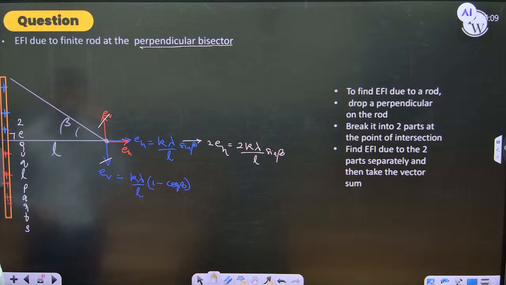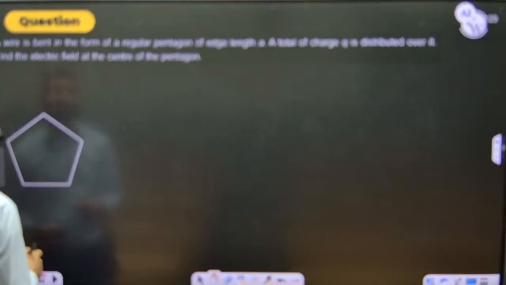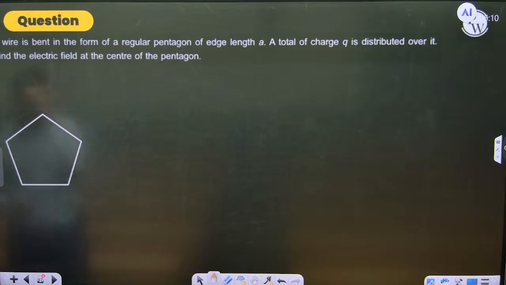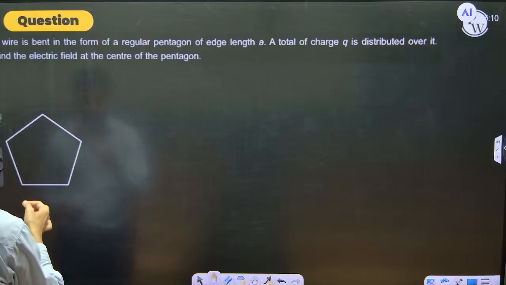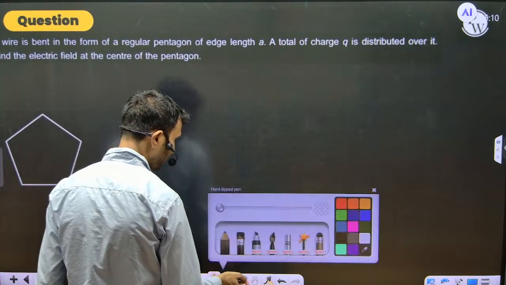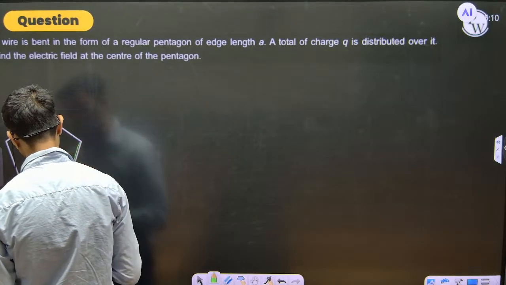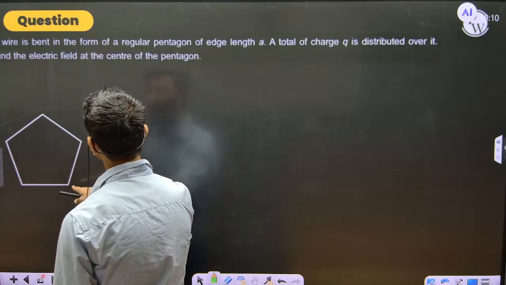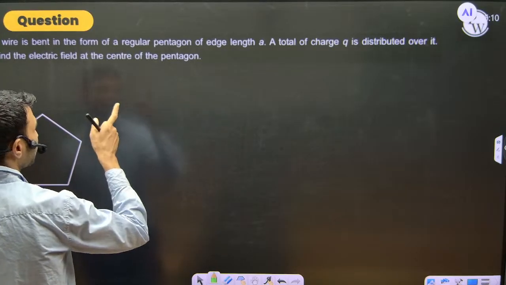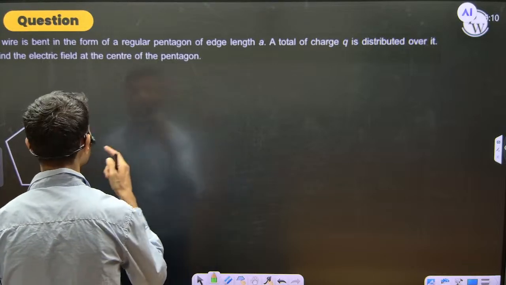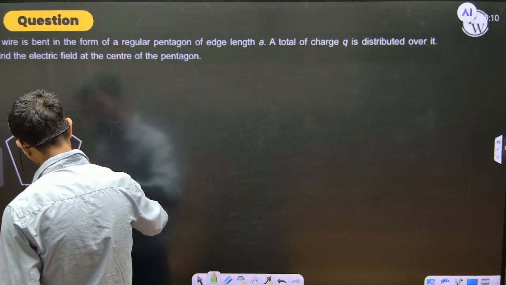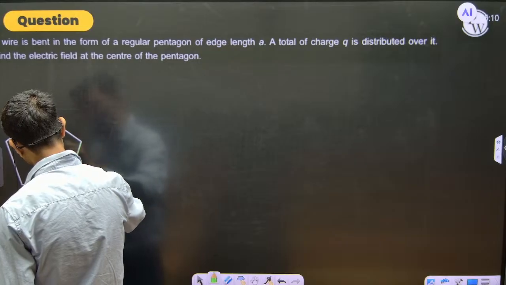Let's go ahead. A wire is bent in the form of a regular pentagon of edge A. Total charge Q is distributed over it. Find the electric field at the center of the pentagon. Basically, you have a pentagon and you want to find electric field at the center, right? Due to this entire pentagon, and it's of side A, and total charge is distributed on it. So because of this part, electric field will be at the center.